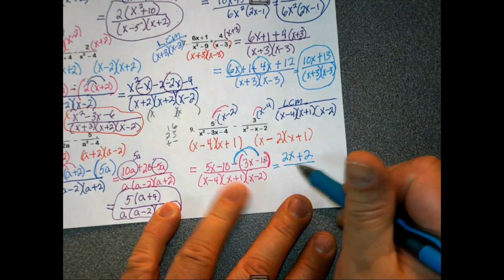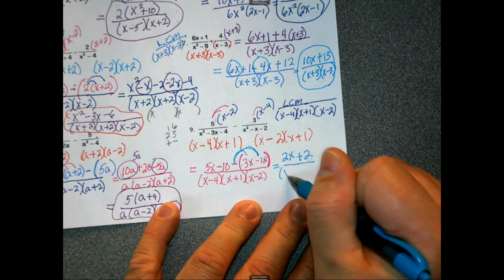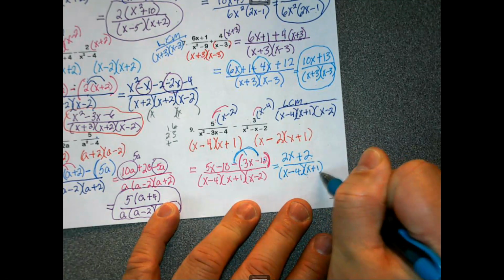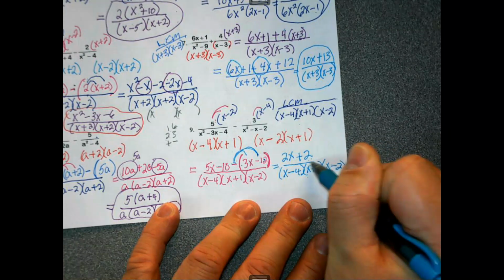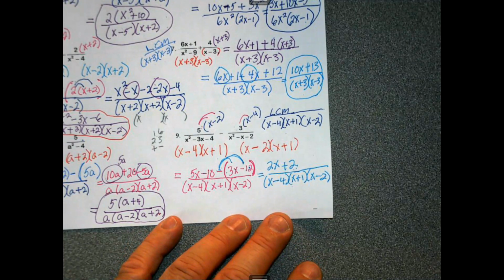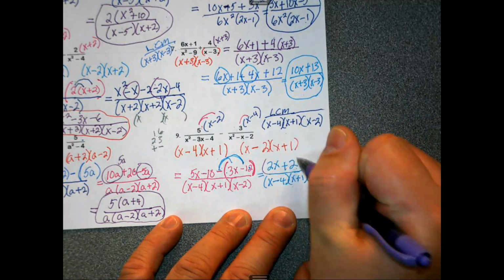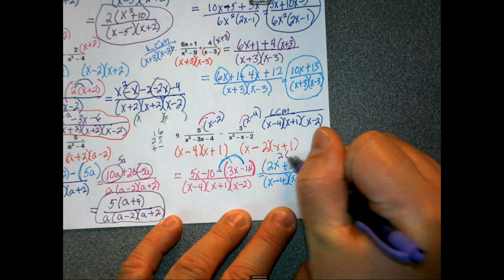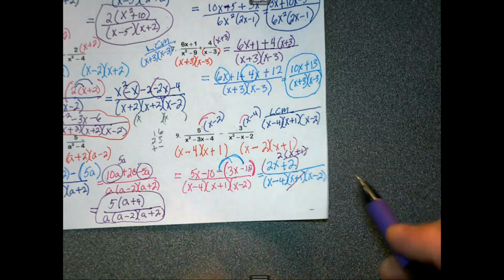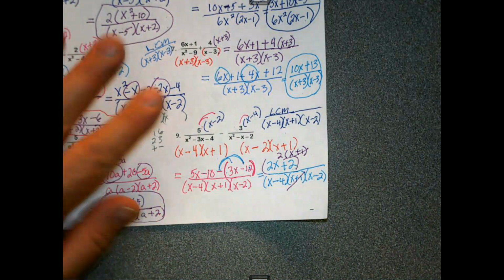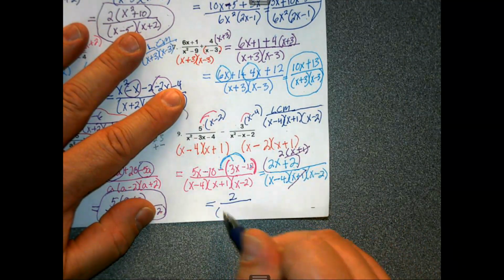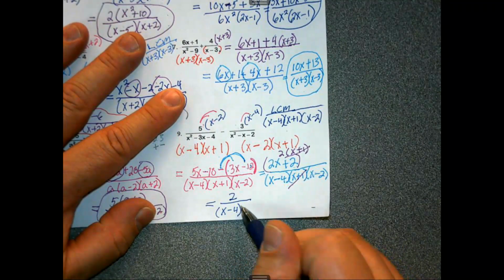Okay, so I have 2x plus 2 over x minus 4, x plus 1, and x minus 2. Are we done? Uh-uh. I can take out a 2, right? I take out a 2, I get an x plus 1, and guess what? I can cancel out the x plus 1s. So my final answer: I have a 2 left over, all over x minus 4 times x minus 2.